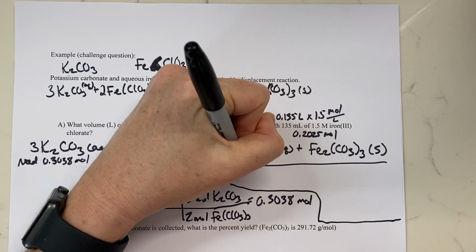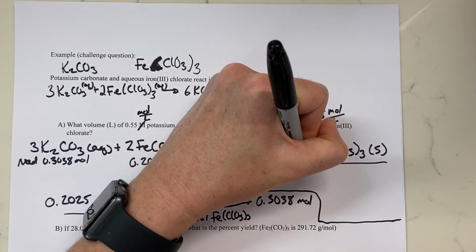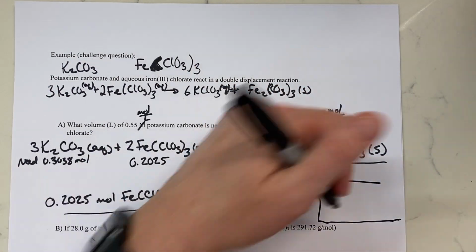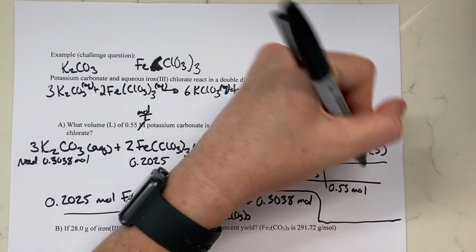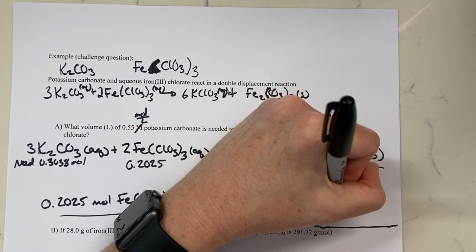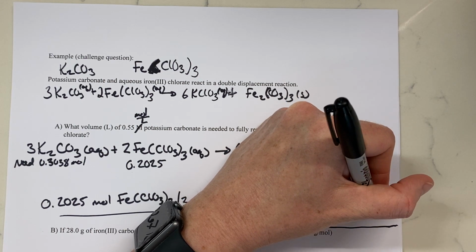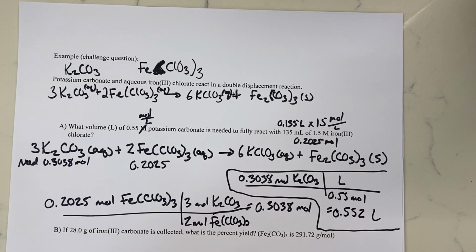Now our problem becomes 0.3038 mole of potassium carbonate. And we know that there are 0.55 mole in a liter of potassium carbonate. And I get an answer of 0.552 liters.